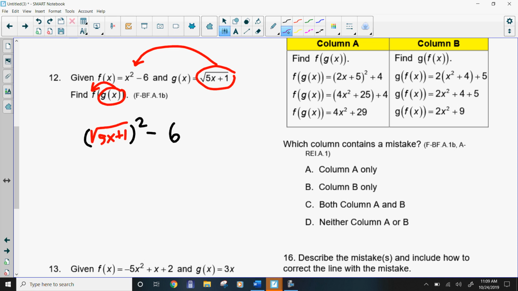Now the nice thing about that is the square and the radical cancel. So you have 5x plus 1 minus 6. So the final answer is 5x minus 5.